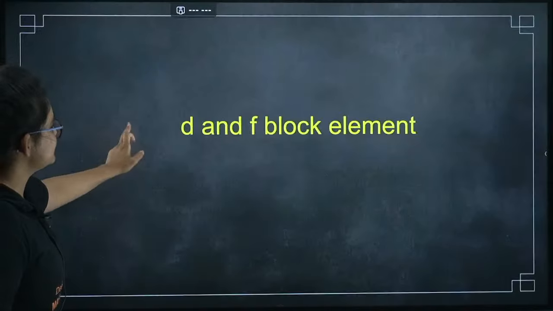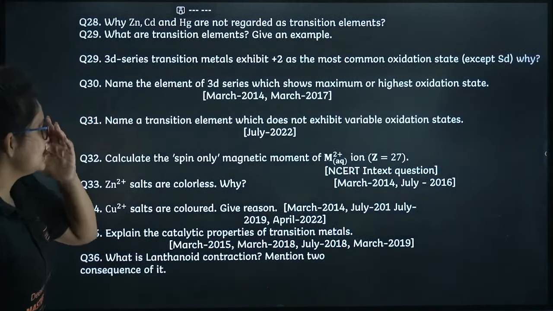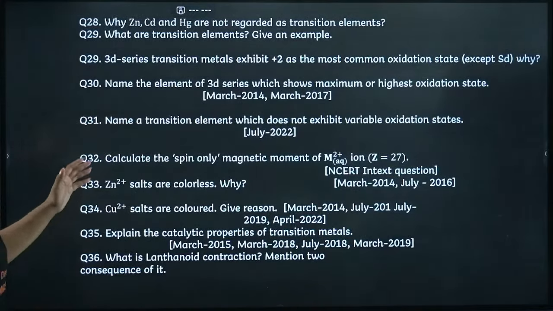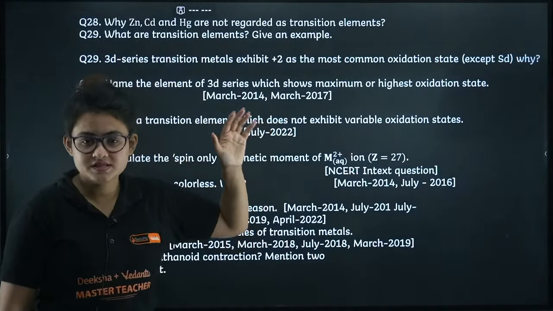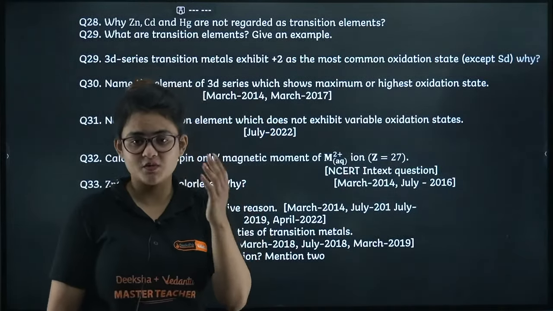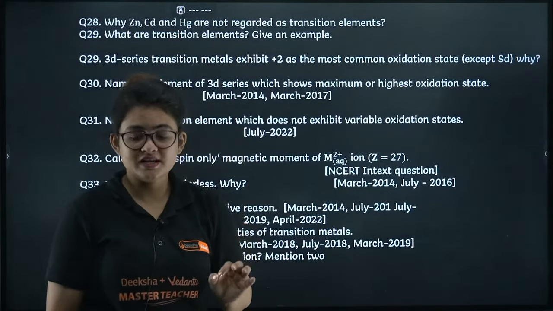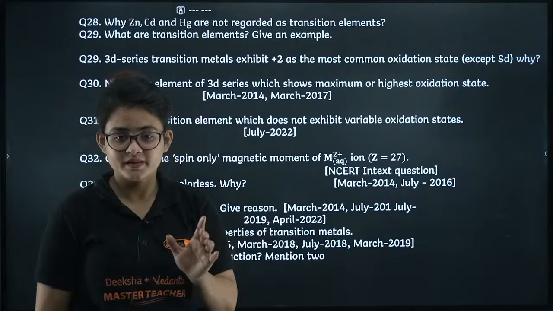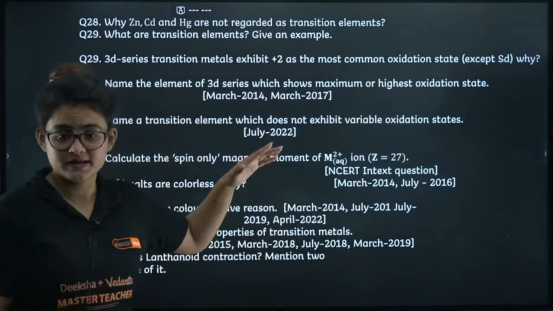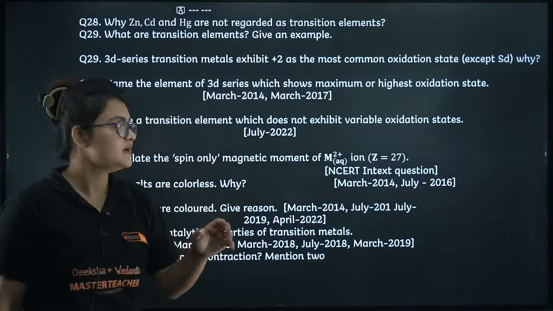Okay, anyway, you can see this is D and F block elements. So these are the question sets. You can see first is transition element, meaning what a transition element is, given in the exam, and why zinc, cadmium, mercury are not included in the transition elements. Why are they not transition elements? That's very important because they are having a filled d orbital.